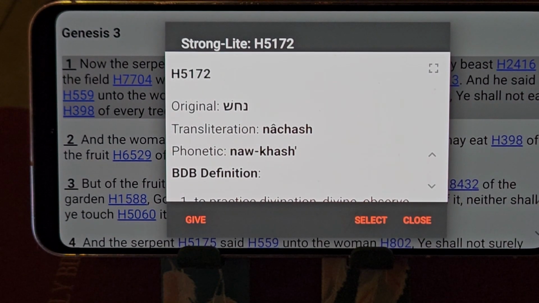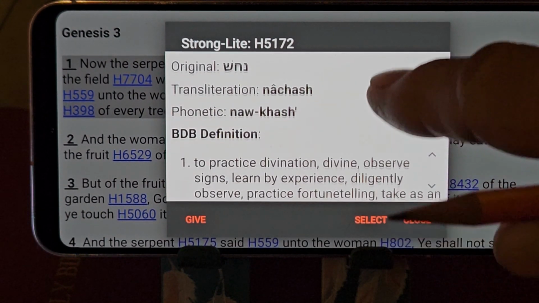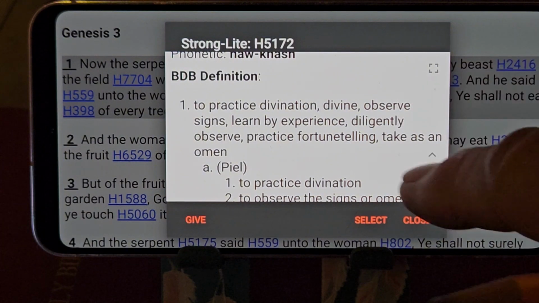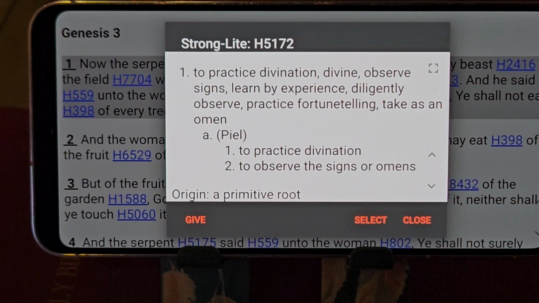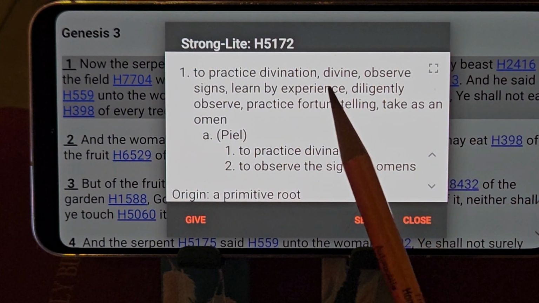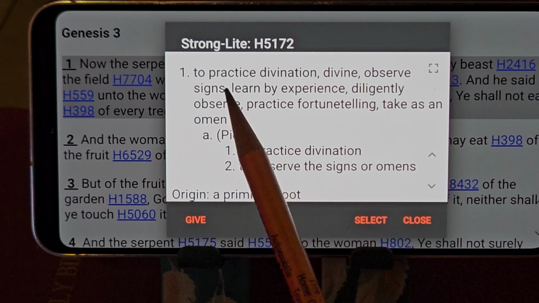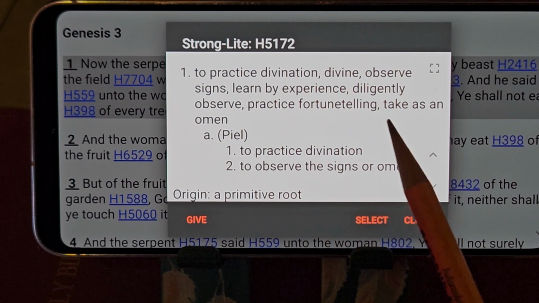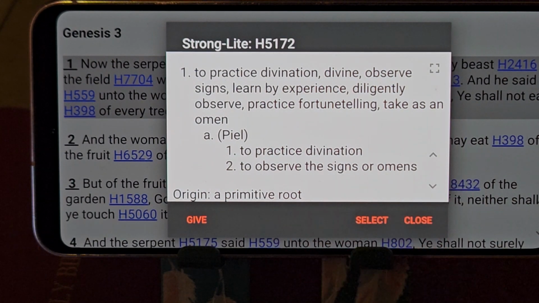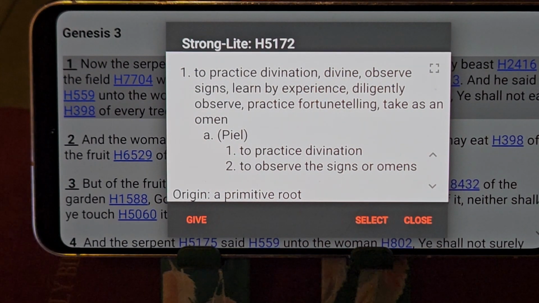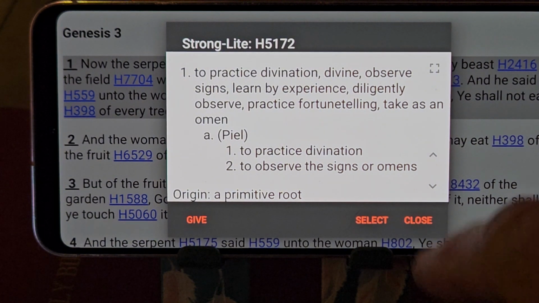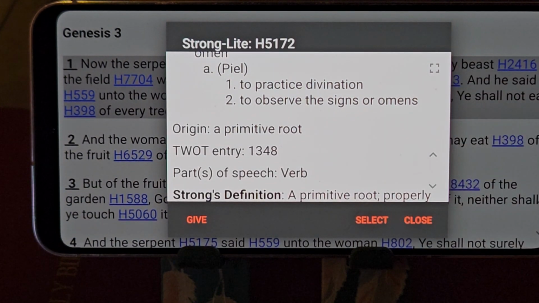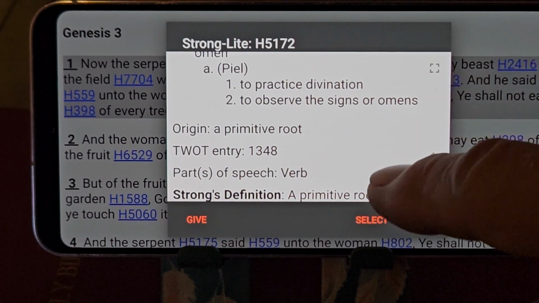5172, we see Nachash again. It is to practice divination, to divine, that is to discern, to observe signs, to learn by experience, to diligently observe, to practice fortune telling, to take as an omen. These are all things that are opposed by God. To practice divination, to observe signs.